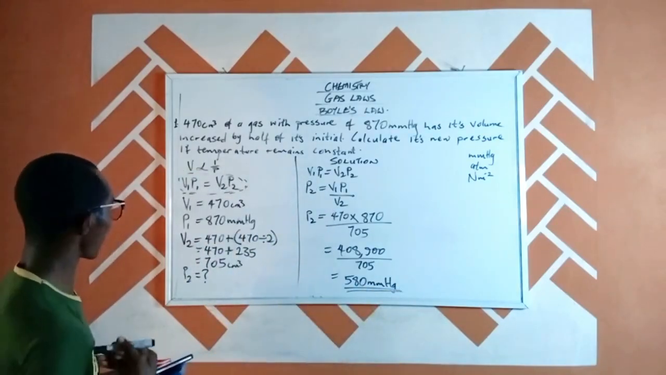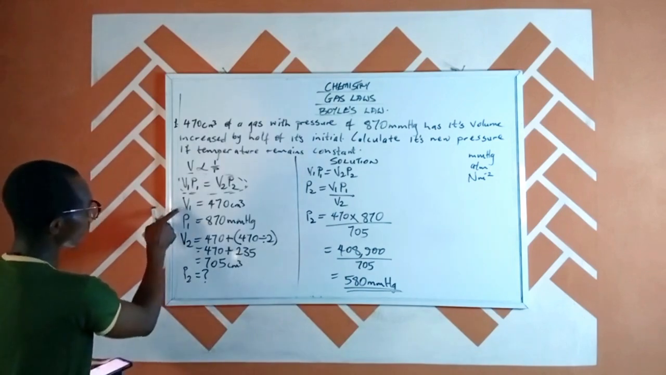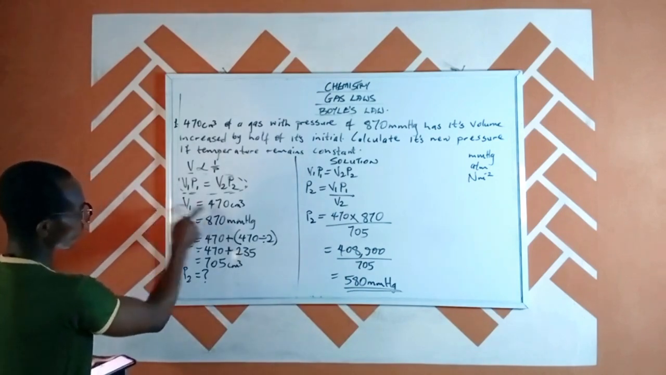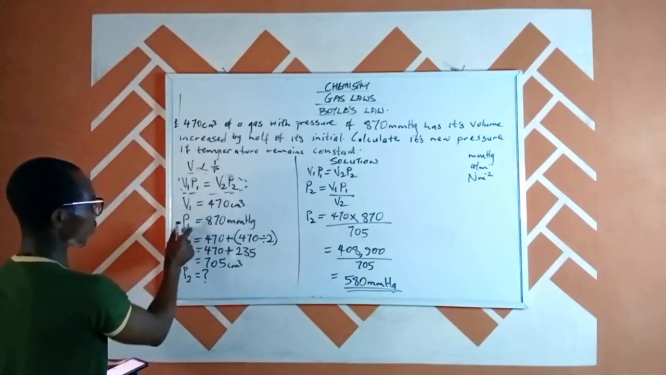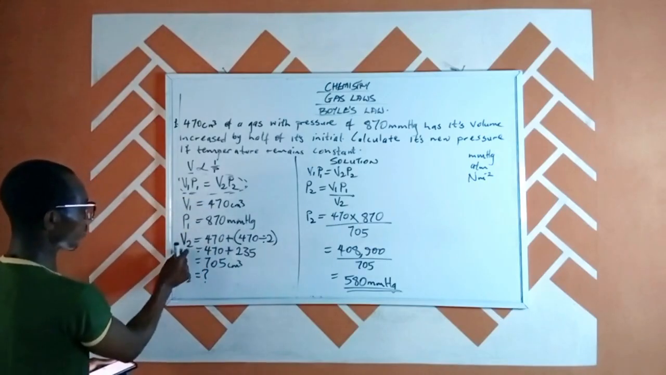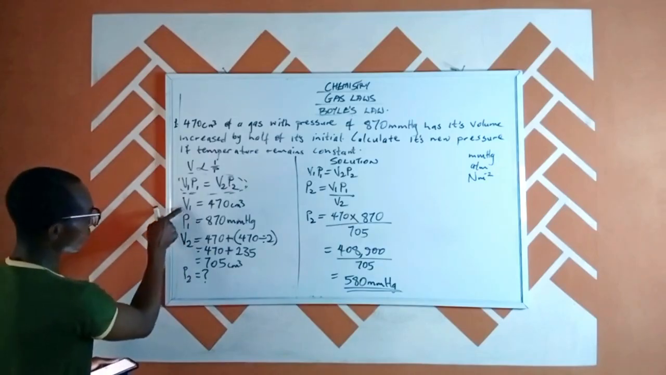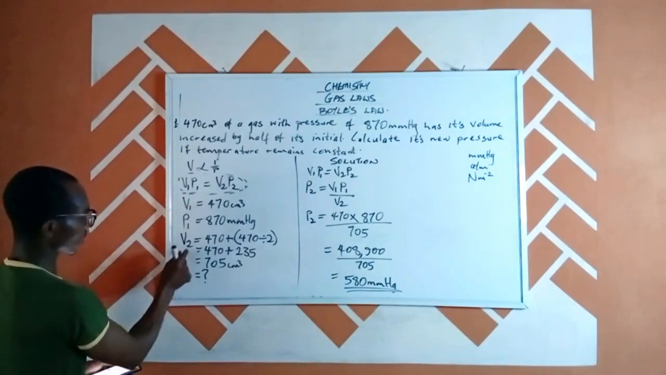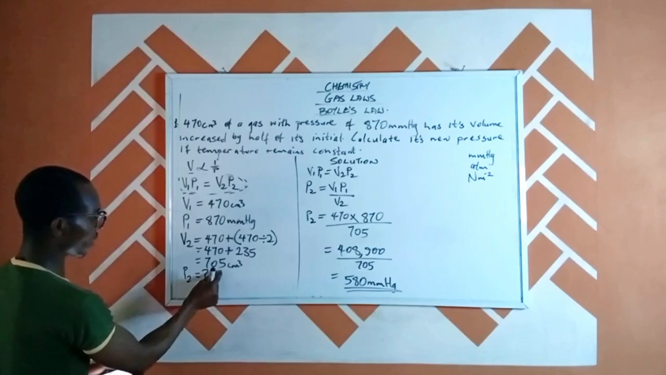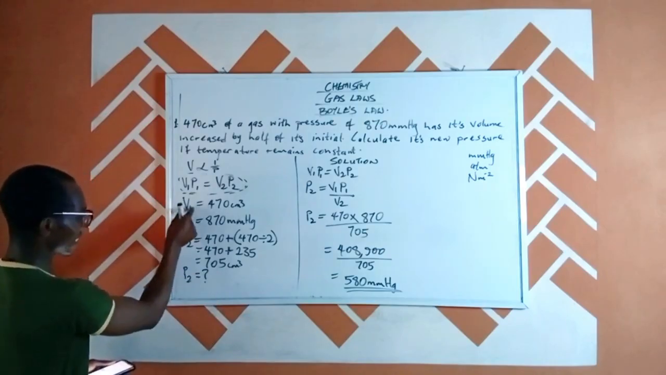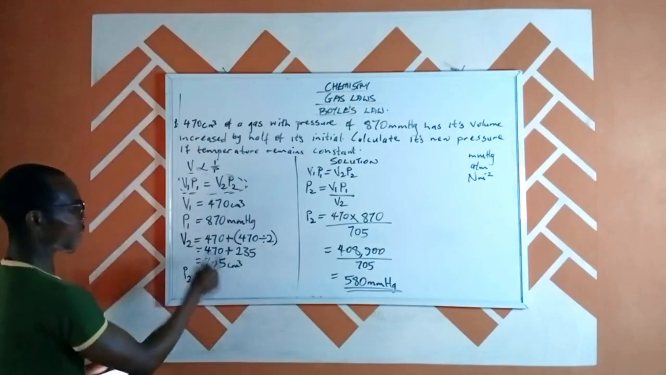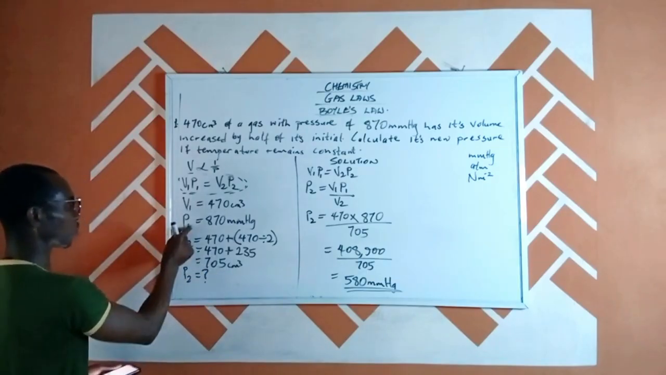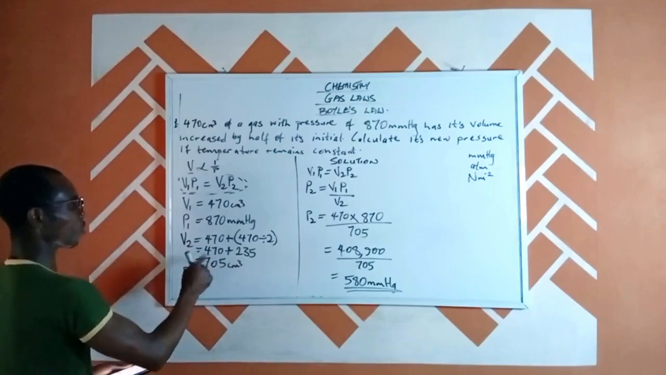So if you look at it now, when volume V1 was 470, pressure was 870. Now our V2 is 705. That means our volume has increased from 470 to 705. So the reverse is what is going to happen to the pressure. If volume has increased, pressure must decrease.